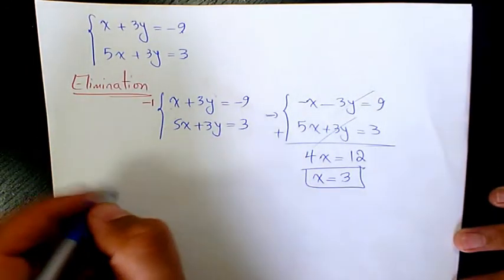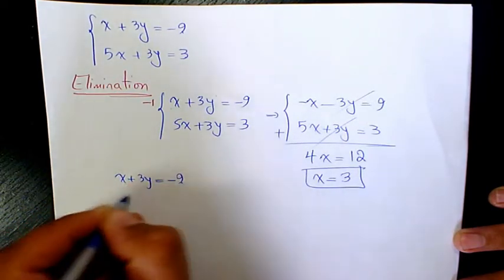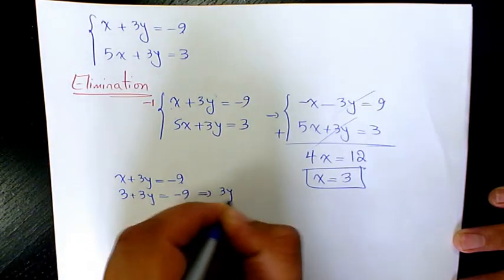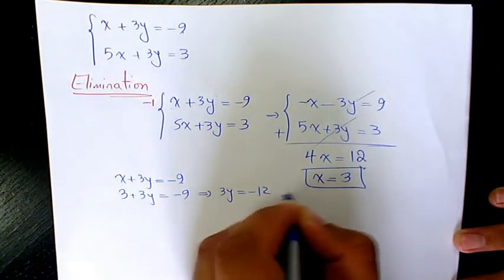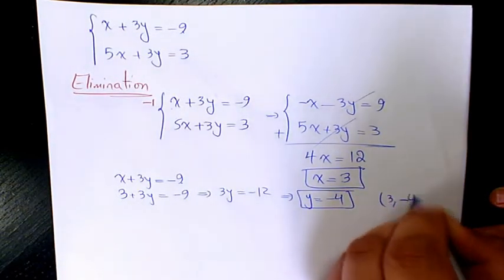Then sub it there. x plus 3y equals negative 9. So 3 plus 3y equals negative 9. Therefore 3y equals negative 12. Therefore y will be negative 4. So it's going to be 3 and negative 4.